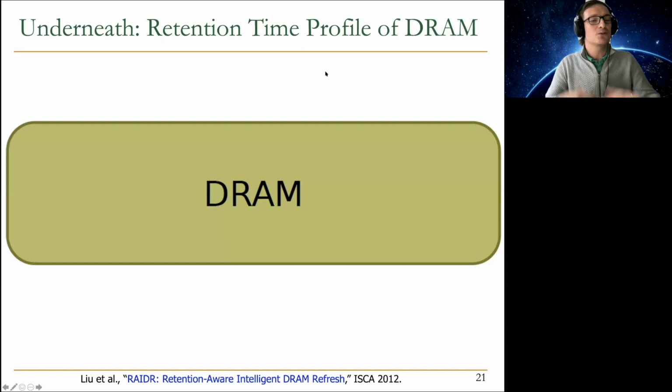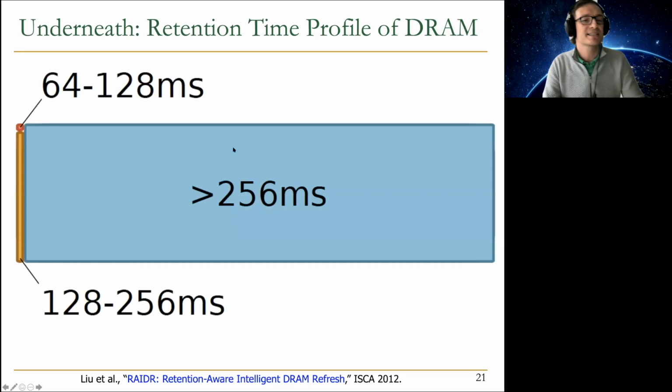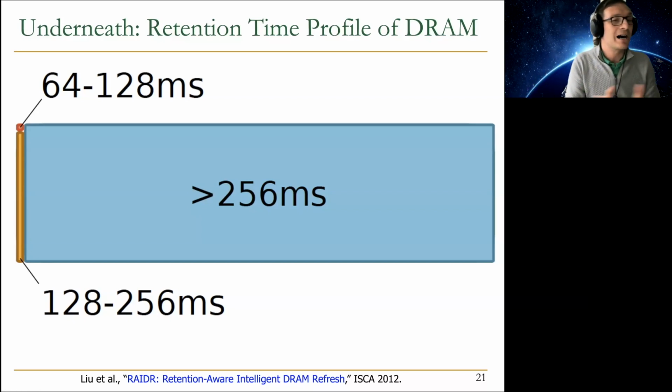And it turns out, if you do some experiments, you'll figure out that this is the data retention time of DRAM cells. Basically, an overwhelming majority of DRAM cells can retain data for more than 256 milliseconds. There is a very small fraction of cells that have to be refreshed every 64 milliseconds because they cannot retain data for more than 128 milliseconds. And a slightly larger fraction of DRAM cells have to be refreshed every 128 milliseconds because they retain data somewhere between 128 and 256 milliseconds. Now, if you know this information or figure it out somehow, that's great.